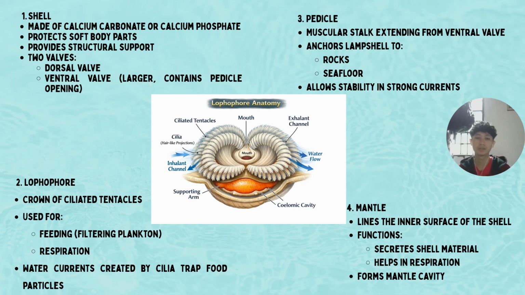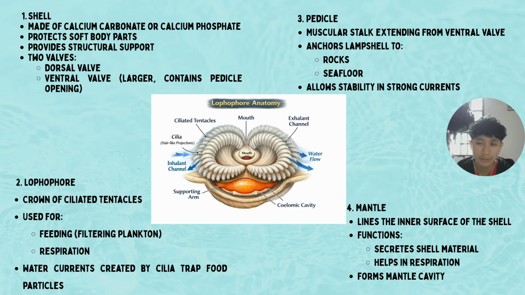So for the next is the mantle. So the first point is it lines the inner surface of the shell. So the function is to secrete shell material and help in respiration. Last but not least is it forms the mantle cavity.